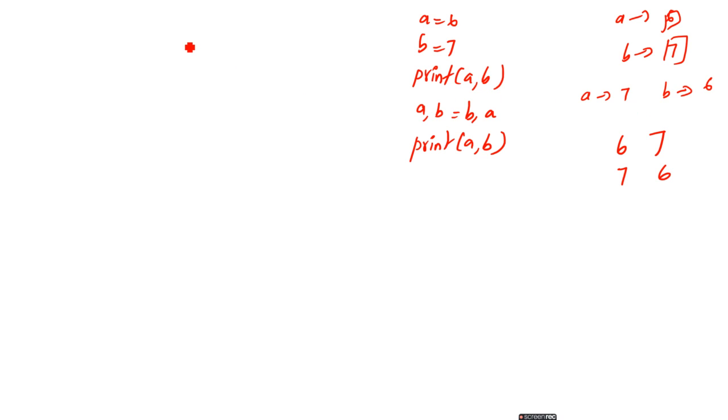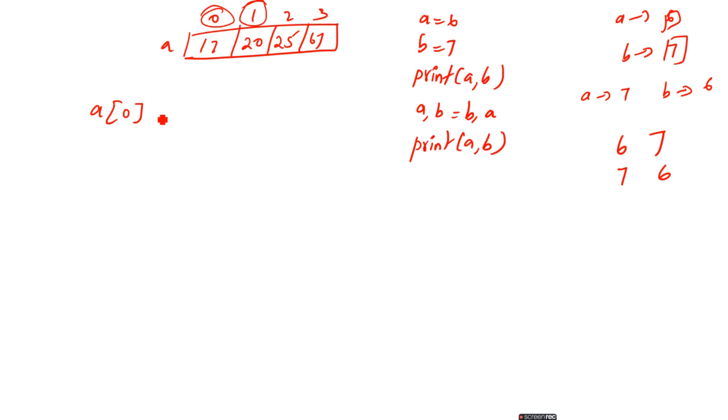In the same way, consider this is a list. Okay. 17, 20, 25, 67. So this is 0, 1, 2, 3. Now the name of the list is A. Then I want to interchange the index 0 and index 1. So I can write like this. A of 0, comma, A of 1 equal to A of 1, comma, A of 0.